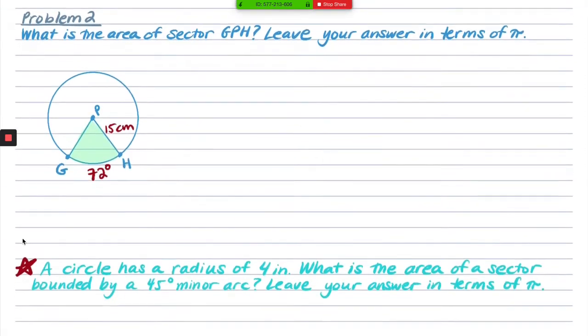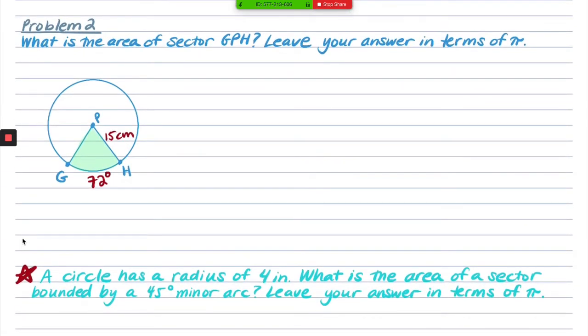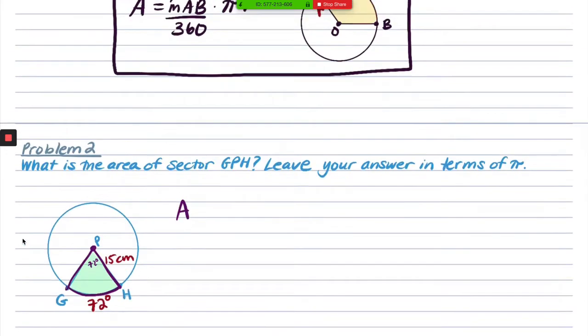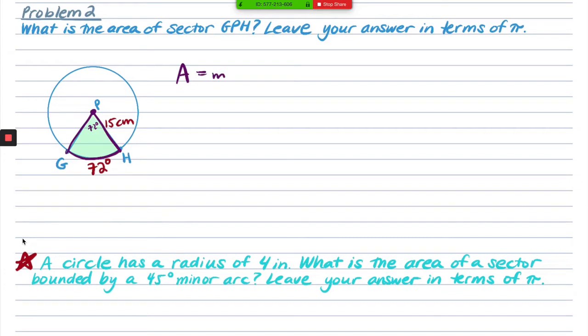Okay, so let's look at this first problem. This says, what's the area of the sector GPH? So here we have GPH, where P is the center. They're telling us that this arc measure is 72 degrees. So that means this angle is 72 degrees. So the measure of our angle for our sector is 72, and that's divided by 360 to get the proportion of the whole circle, right? And then we can multiply by pi r squared, where our r is 15.